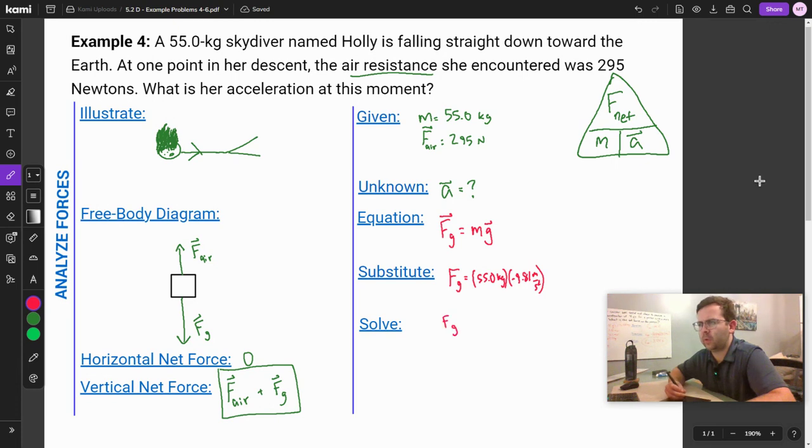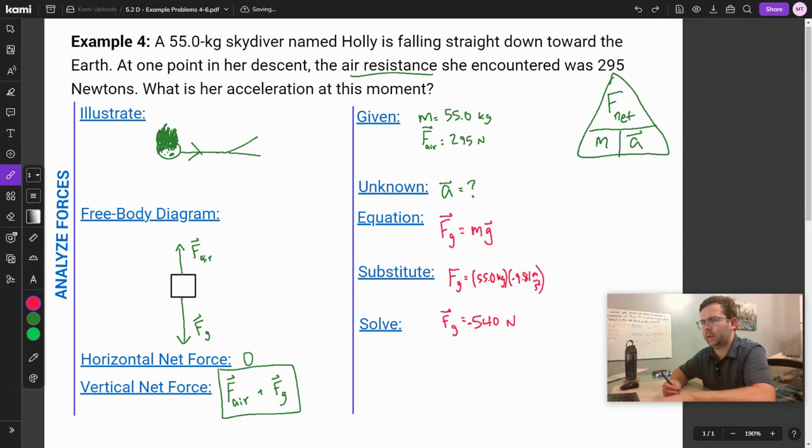So we put that into a calculator. 55 times 9.81 is 539.5. So we're going to round that to 540 for the skydiver's weight, and that's in the negative direction. So this is not what we were asked to find, but we found part of the net force. We already know the other part of the net force, the air resistance. So now we can find the net force acting on the skydiver.